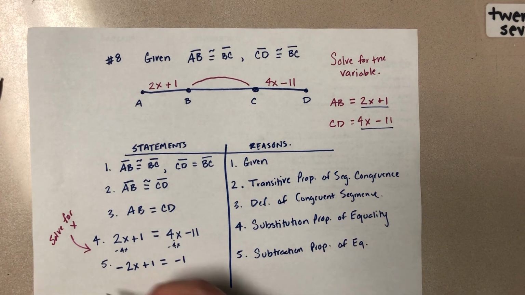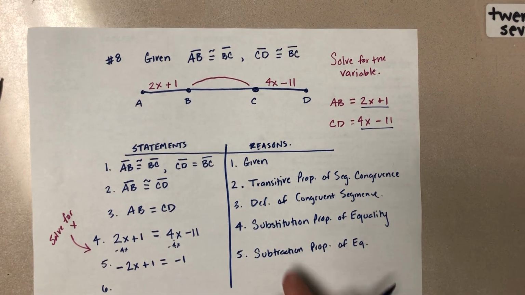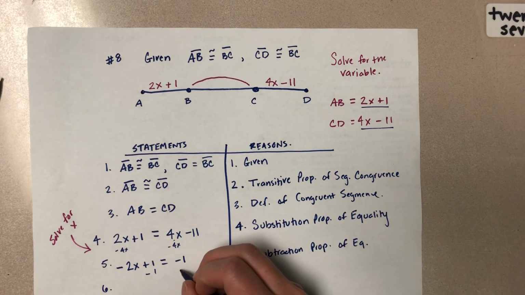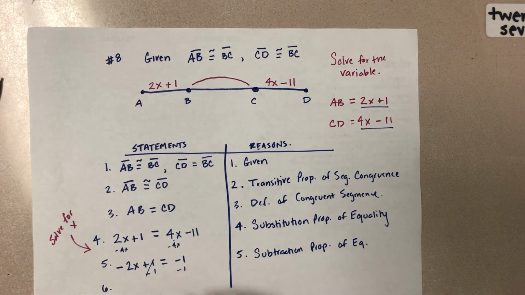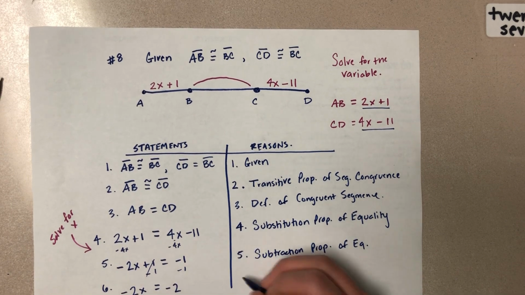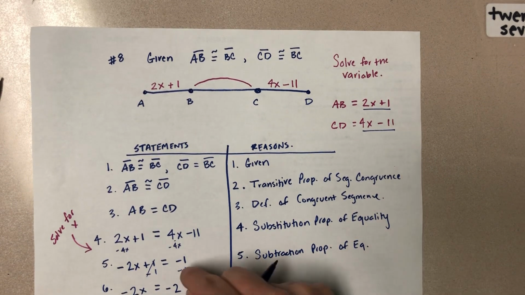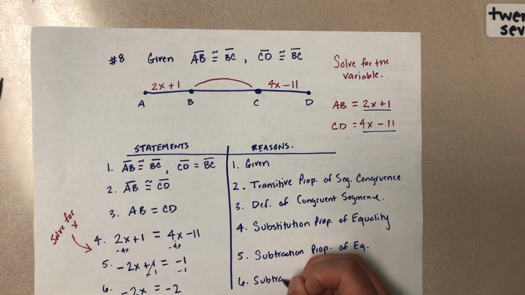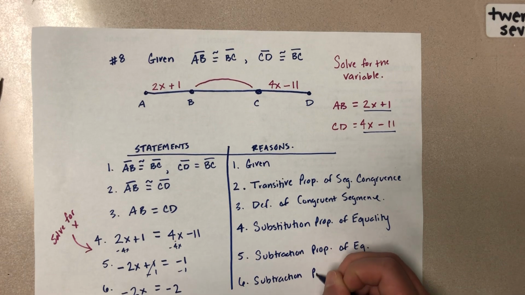Then number 6, our sixth step, is going to be subtracting 1 from both sides. So these will cancel. It leaves us with negative 2x equals negative 2. And in order to move from here to here, we used also the subtraction property. So we're just rewriting that property.